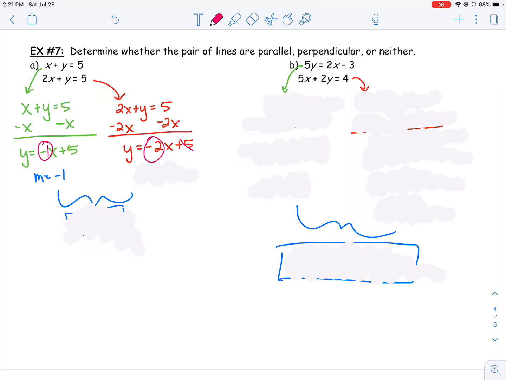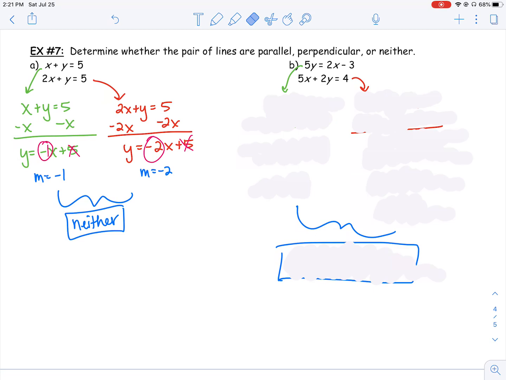Now, I don't really care right now about what the y-intercepts are. All I want to do is look at their slopes. The slope of the first line is -1. The slope of the second line is -2. Now they're both negative, but they're not the same exact slope. So these two lines are not parallel. In order to be perpendicular, they have to be opposite, one positive, one negative, and reciprocals, and they're not that either. So these lines are not parallel, they're not perpendicular, they're neither. They would just cross, they just don't cross perpendicularly.